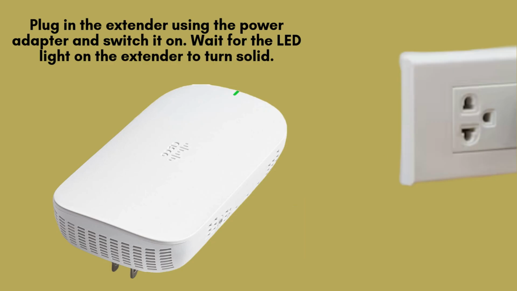Insert the Cisco Business 100 series mesh extender into a nearby power outlet and ensure it is securely connected. Wait patiently for the LED indicator on the front panel to begin blinking, signaling that the device is powered on and ready to start the setup process.